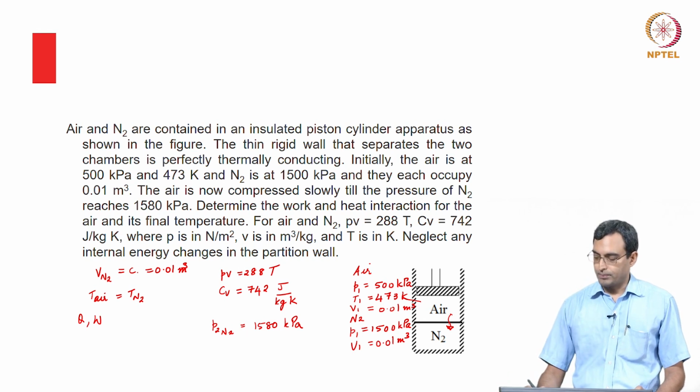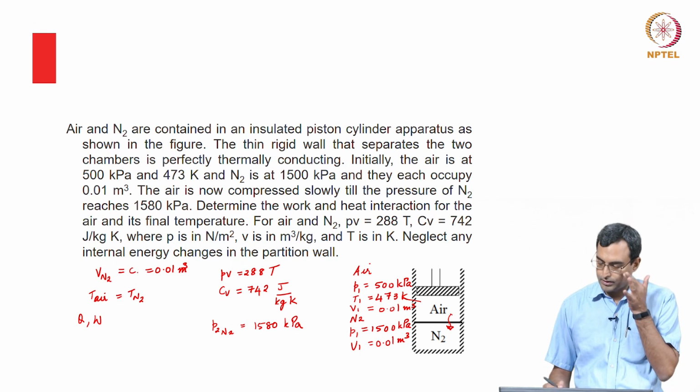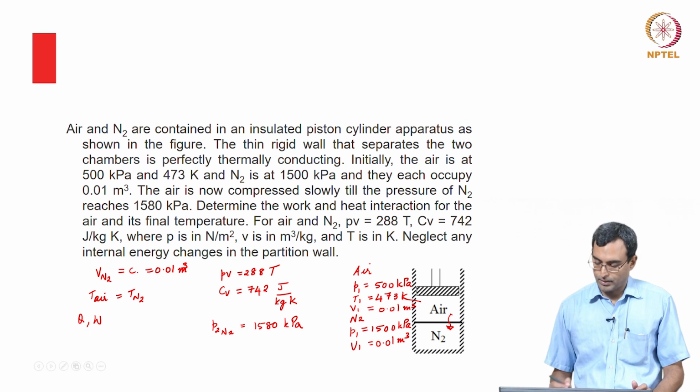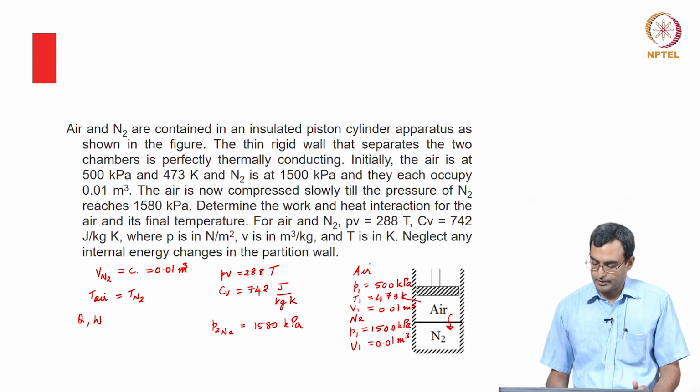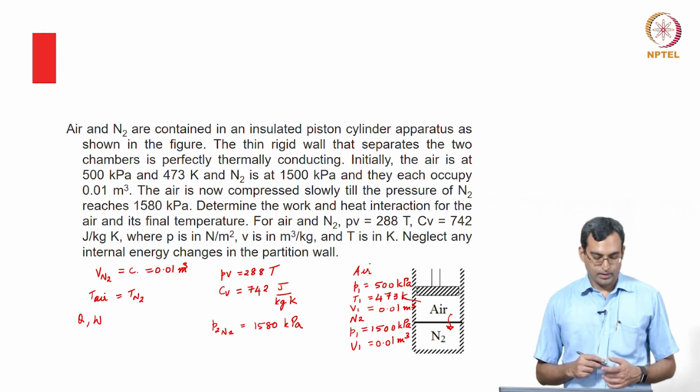So, we do not know the final pressure of air, we know the final pressure of nitrogen. We know the initial volume of nitrogen and the final volume of nitrogen, because it is the same. We know the initial pressure of nitrogen, we know the final pressure of nitrogen. We also know the initial temperature of nitrogen, which must be the same as the initial temperature of air. So, using this expression, we should be able to find out the final temperature of nitrogen, which will also be the final temperature of air. So, that is what we will do.